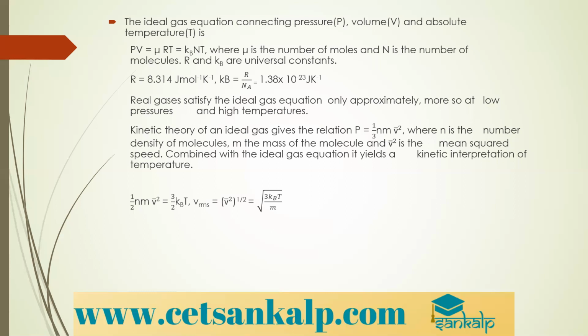Next, the kinetic theory of an ideal gas gives the relation for pressure: P is equal to 1 by 3 n m v bar square. The bar on v square denotes the average, that is the average of the molecular velocity squared, where n is the number density of the molecules, m is the mass of the molecule, and v square is the mean square speed.